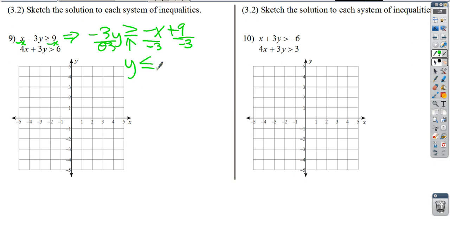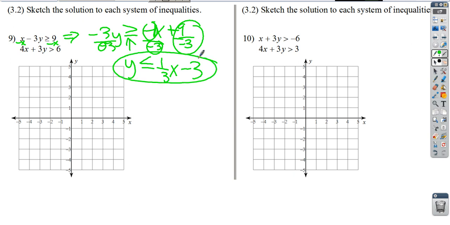So I just made it change direction. And that's like a negative 1 over negative 3, which is a positive 1/3. And then 9 over negative 3 is minus 3. So let's graph that. So 1/3 x minus 3, that's a y-intercept of negative 3. And the slope means go up 1 over 3. So we'll do that. We'll go down 1 to the left 3 also.